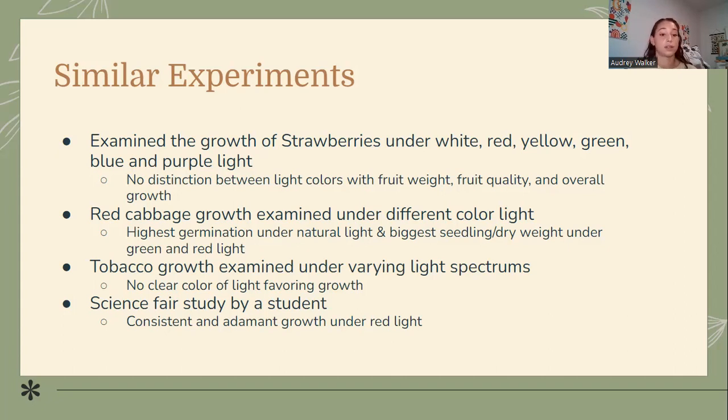Another experiment was the growth of red cabbage under different colored lights. And here it was found that the highest germination and the biggest seedlings and overall dry weight was found under red and green light. And then a different experiment with tobacco also found that there was no clear color that favored growth for tobacco. And then the last one that we looked at was actually a student's experiment for a science fair. And they found that there was consistent and adamant growth under red light.